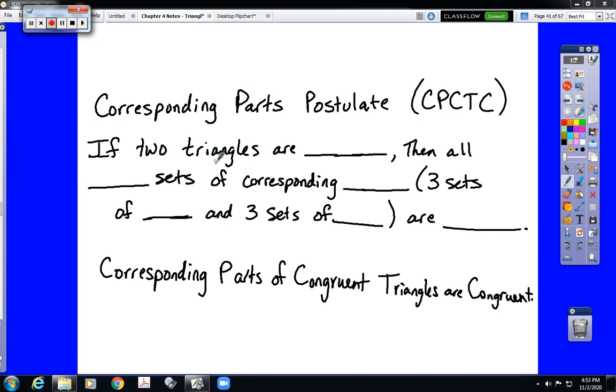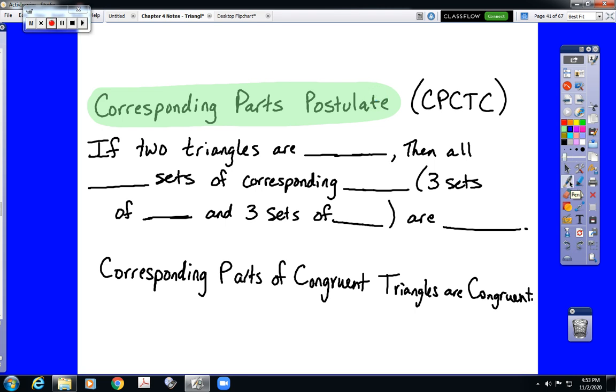Alrighty, ladies and gentlemen, welcome to the fourth and final video for section 5 of chapter 4 in your geometry textbooks. This final video is going to cover the last little bit of information in section 5, which is the corresponding parts postulate. Now, when we use the corresponding parts postulate in a proof, when we state the reason, we are going to use the abbreviation CPCTC, and we will get to that in a minute.